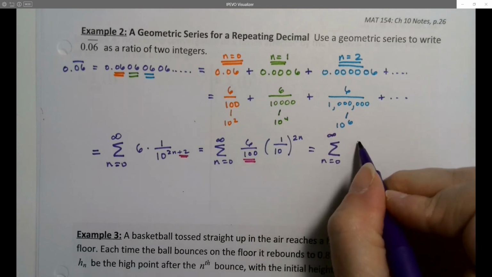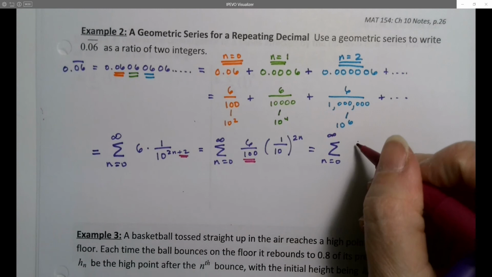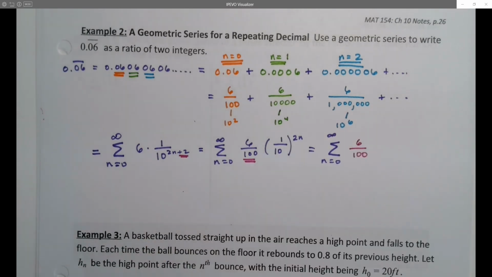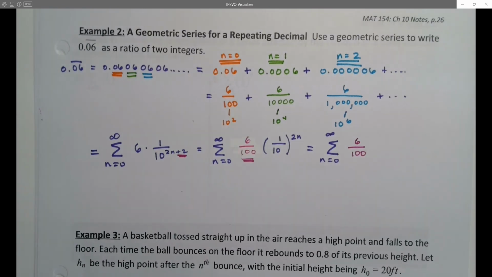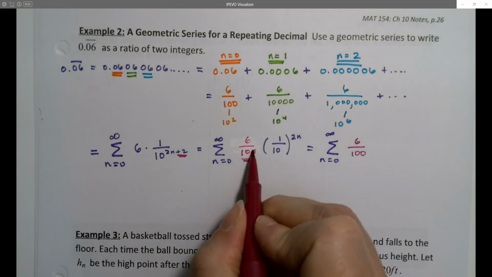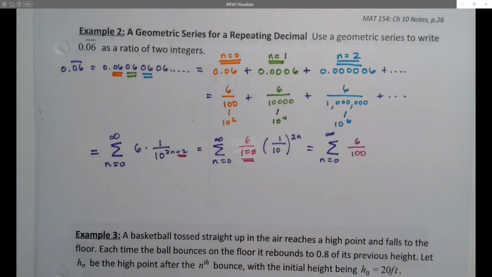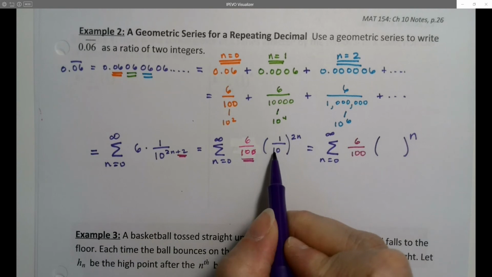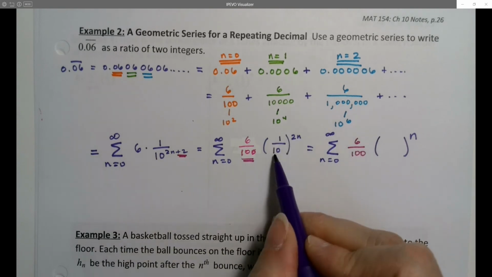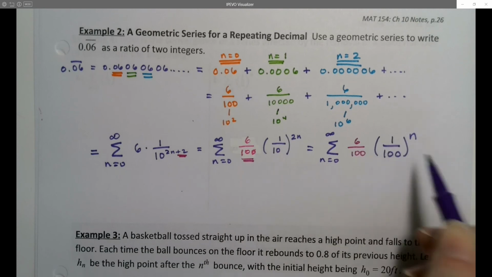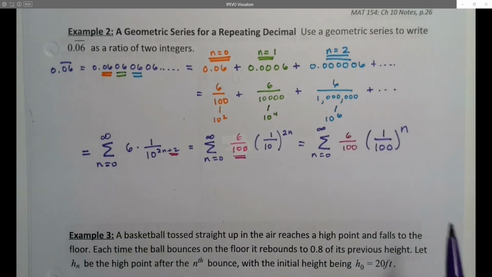So I still have my 6 over 100. I'm just going to write that right here. 6 over 100, that's from that bit, right? Actually, I decided to rewrite it in pink just to make it very clear. So it's 6 over 100, which is coming from that plus 2 part, right? And then I'm going to write it as, instead of 1 over 10 to the 2n, I'm going to take 1 over 100 to the n. And now double check that it works.